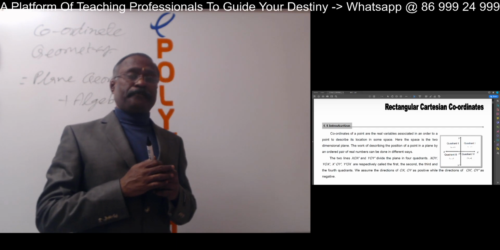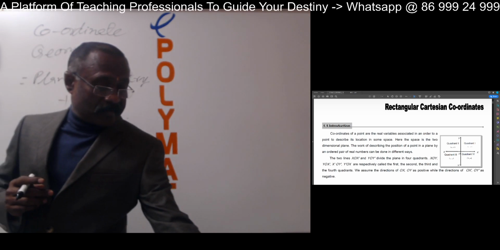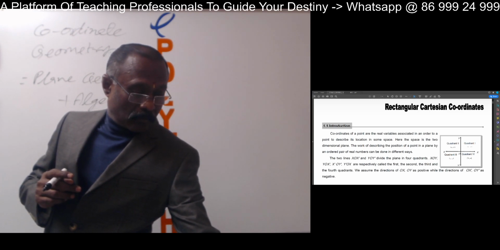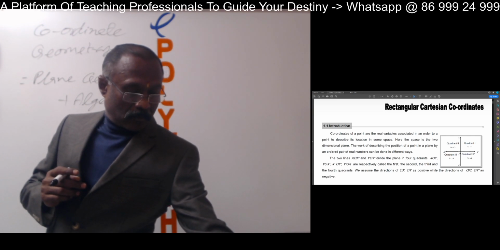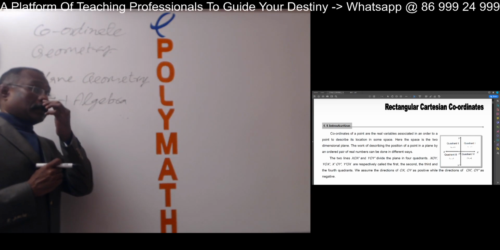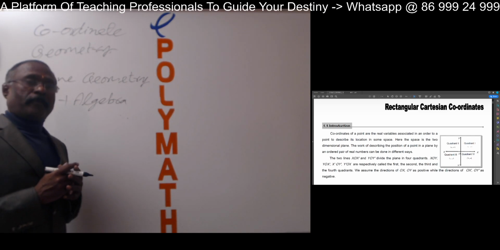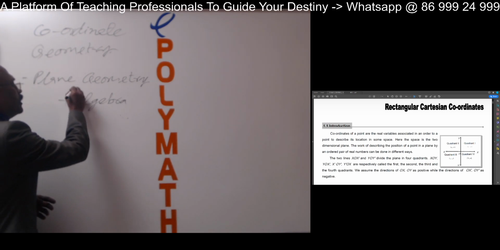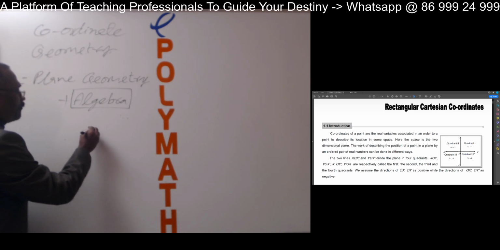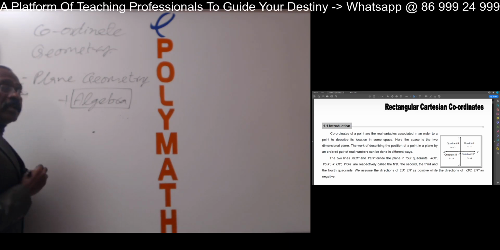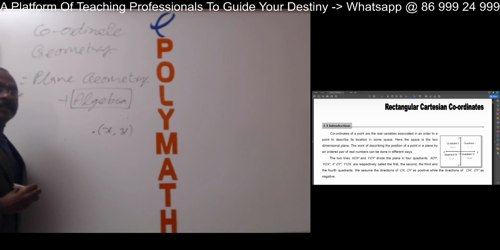Here, any geometrical figure is made up of points. That's the reason why the mathematician introduced algebra into it. To introduce algebra into it, he named the point first. He named the point as x coordinate and y coordinate.